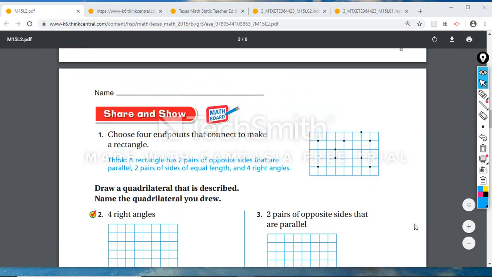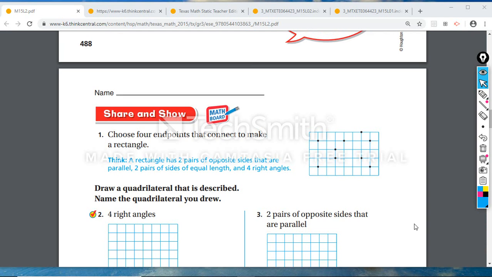So we're back looking at the next question, the share and show. And let's look at what they're asking us to do. Choose four endpoints. So here are your endpoints that connect to make a rectangle. We want to make a rectangle. And let's look at what a rectangle must have. It must have two pairs of opposite sides that are parallel, two pairs of sides of equal length, and four right angles. So the four right angles gives you a good clue of which four endpoints you're going to use. And if you start looking at these endpoints and match what they're asking you to do, there's only one solution here.